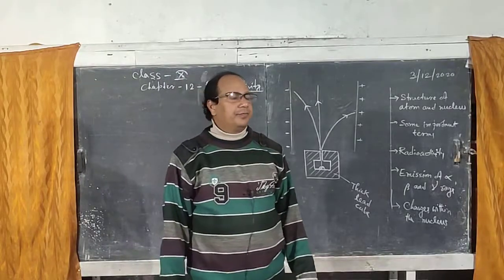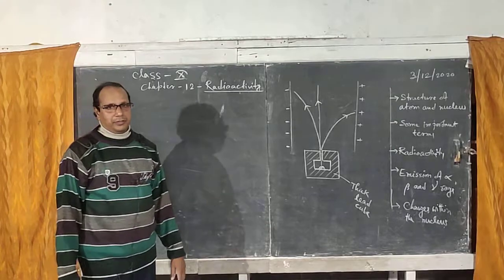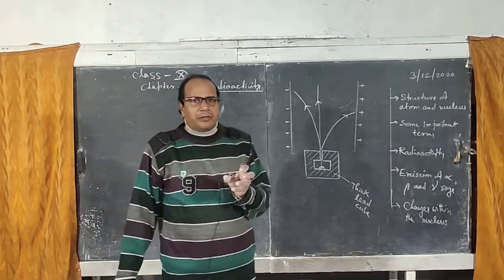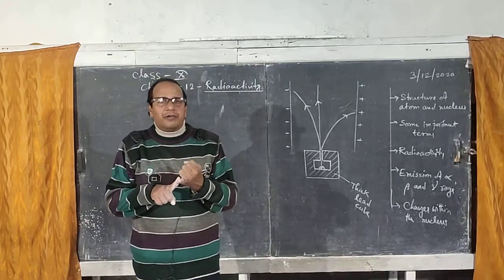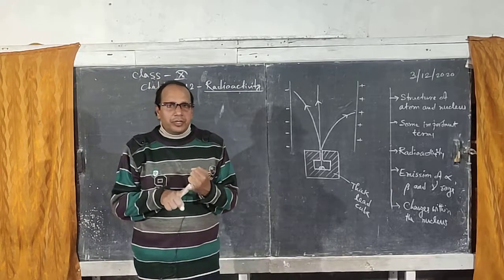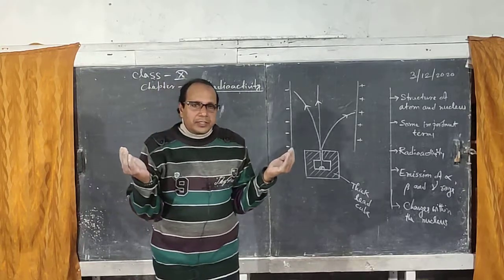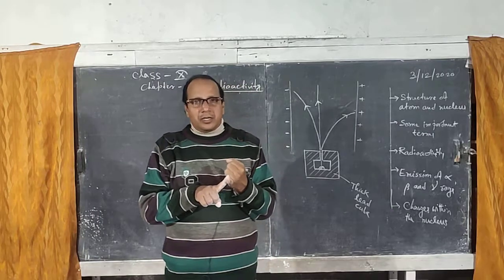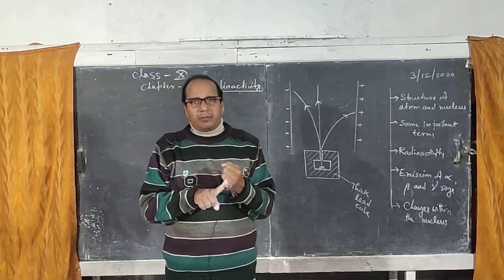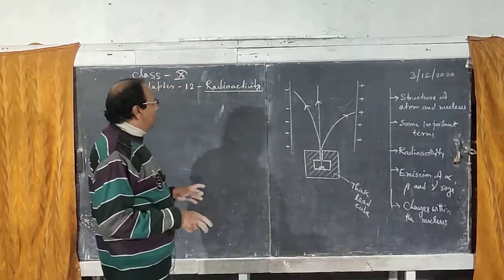Good morning, students. I am going to explain the last chapter, radioactivity. So, what is radioactivity in simple language? We can say it is a nuclear phenomenon in which some radioactive substances emit some rays named alpha, beta, gamma. Why does it take place? Why is it happening? We will discuss everything later on.